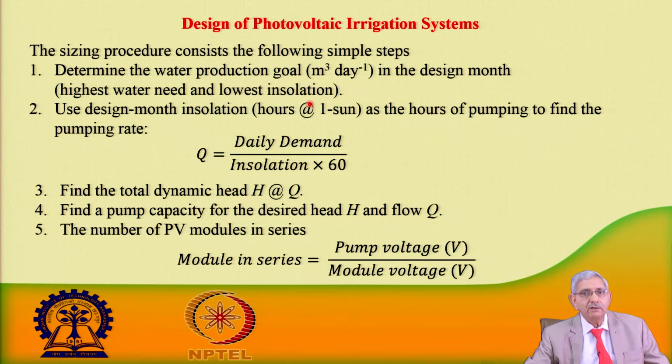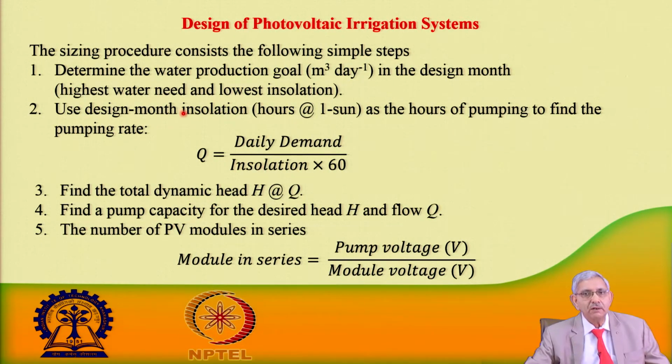Then another part is considering what time of the day it is and what wattage is available at that time. So, use the design month insolation, that is one sun, meaning the hours at one sun. Hours at one sun, for design purposes, is taken as 1000 watt per square meter for one solar day. So, that one sun hour is the value which is considered for the design purpose.